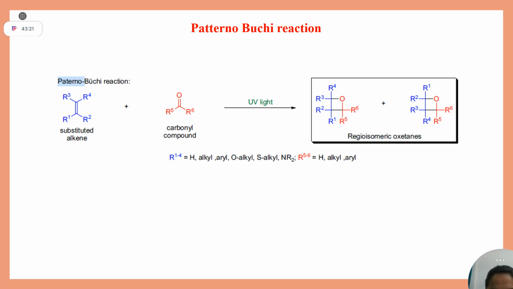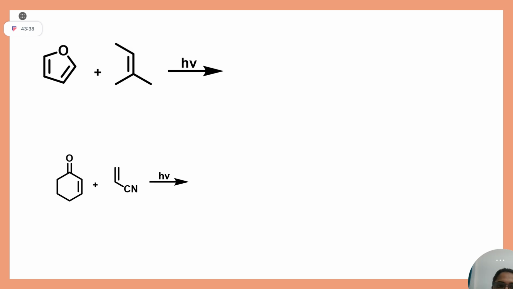So this is the reaction, 2 plus 2 cycloaddition, but between your olefin and your carbonyl compound. Okay, and you will get these regioisomeric oxetanes. Four-membered ring having oxygen in it is known as oxetane. Okay. I will solve the first question for you, then you will solve the next. Okay.